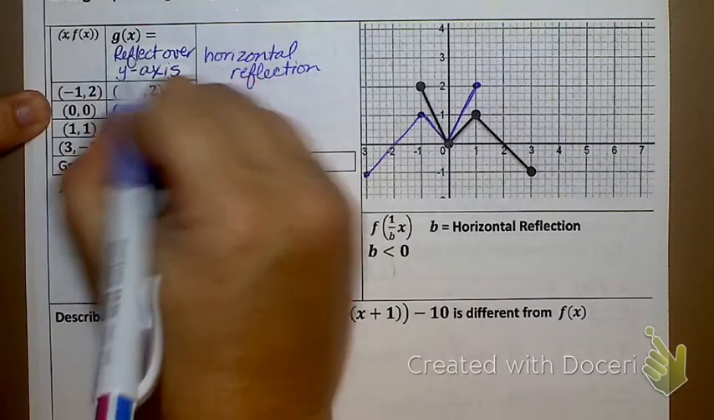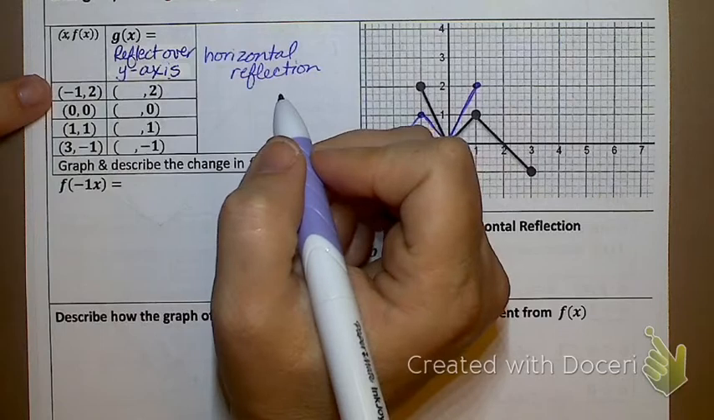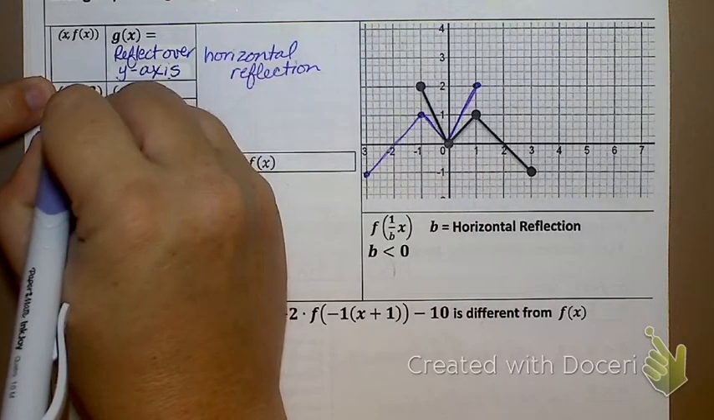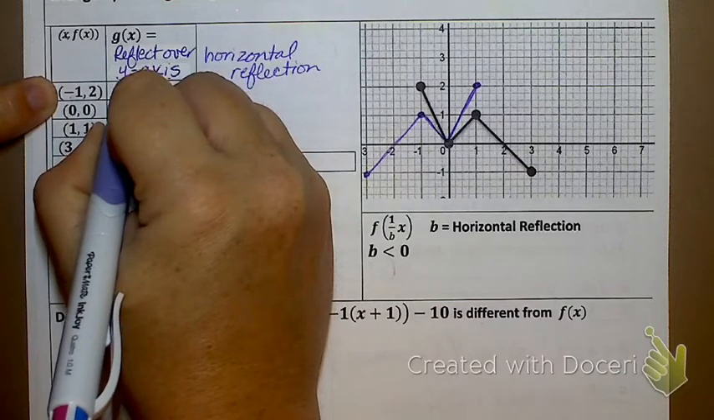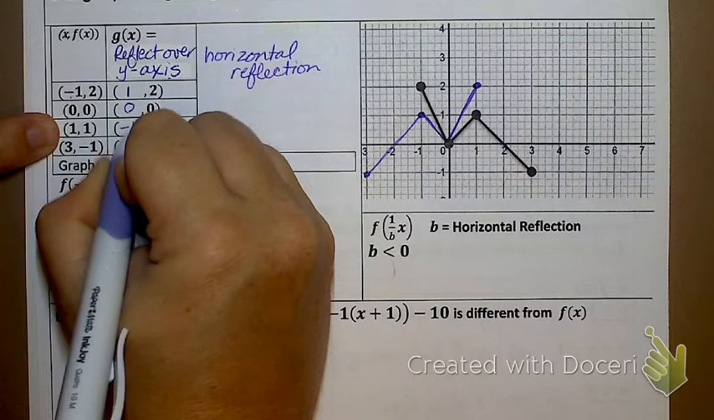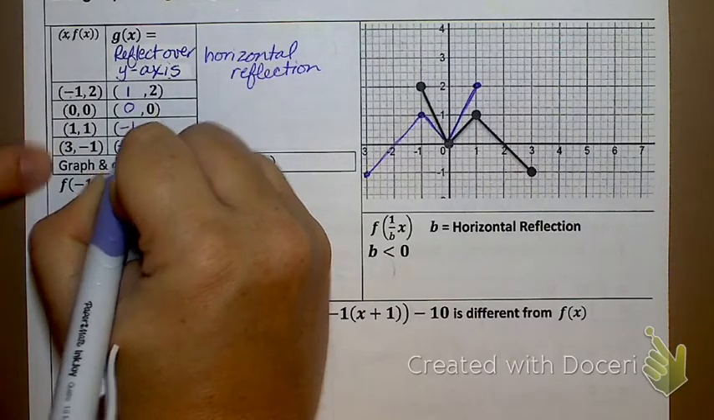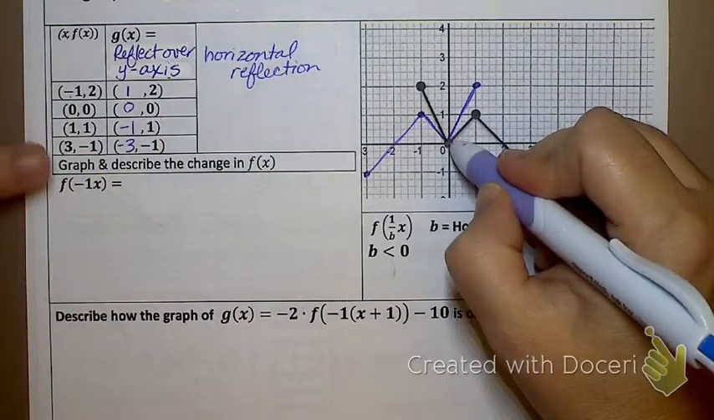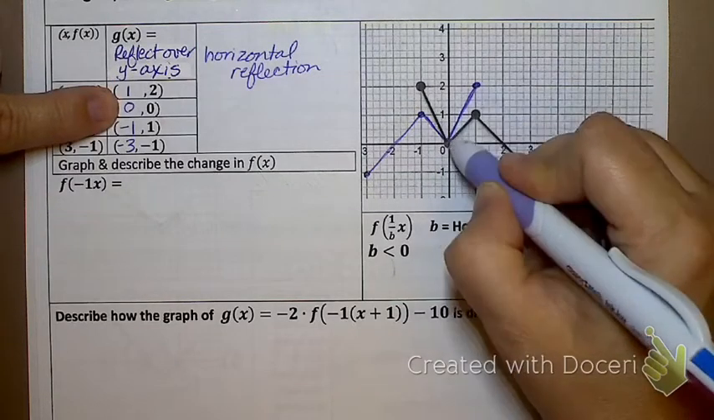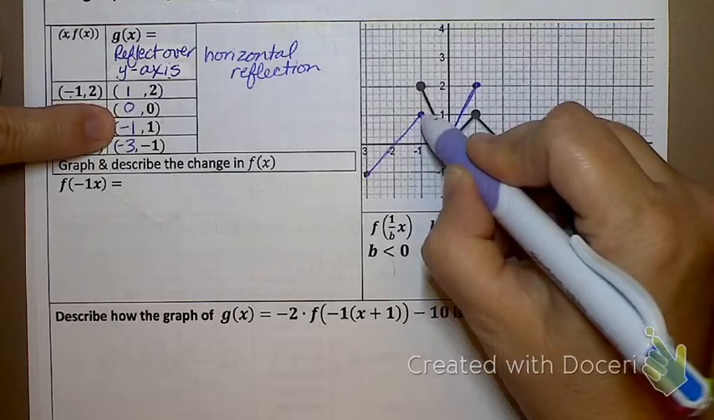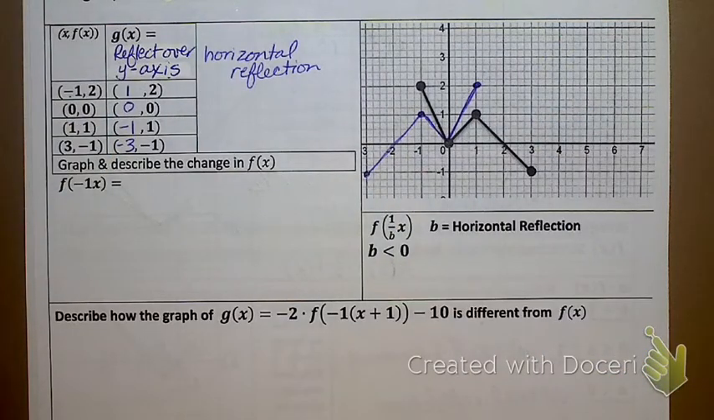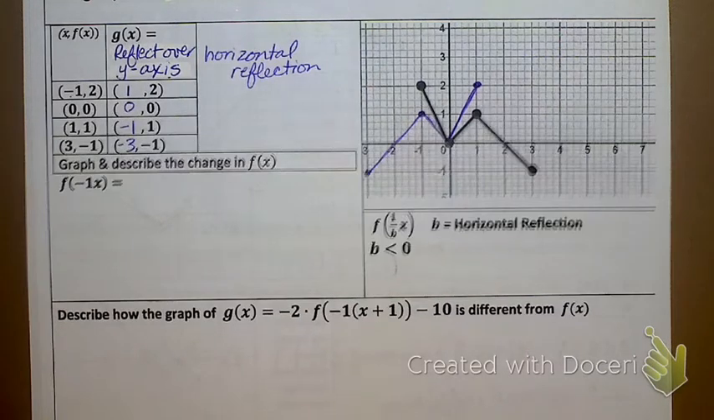When you have a reflection over the y-axis, all you do is you change your x value to the opposite sign. So -1 would become a +1. 0 doesn't have a sign to change. 1 would become -1. 3 would become -3. And let's see if those points match up with my graph here. 1, 2, there's that one. 0, 0, -1, 1, and -3, -1. It does match up. Now, on the other side, I was changing y values.